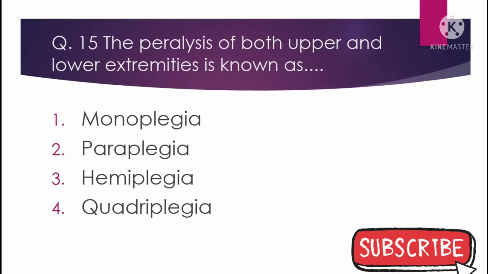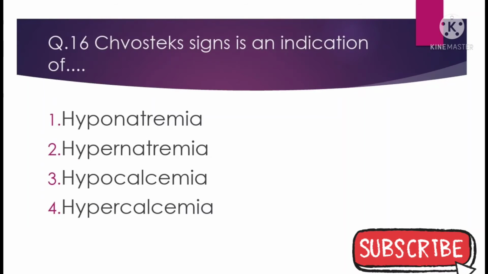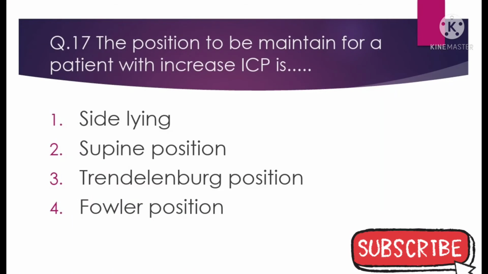Question number 15: The paralysis of both upper and lower extremities is known as... Right answer is quadriplegia. Question number 16: Joystick sign is indicative of... Correct answer is hypocalcemia.